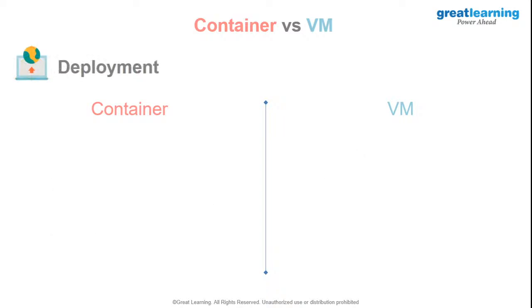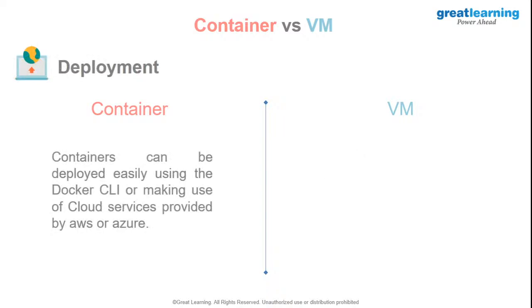And again, deployment, where you're deploying the software. Containers you can deploy using the Docker CLI, that is the command line interface, that is all the Docker commands that you make use of. And you can make use of cloud services on AWS, Azure. These are cloud platforms like Amazon Web Services, Azure. They have their own container services where you can launch containers, you can deploy them and make use of it.